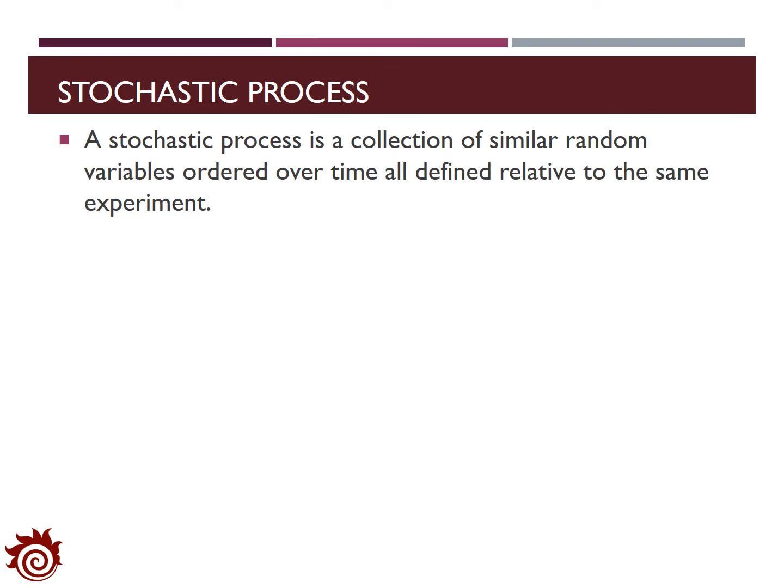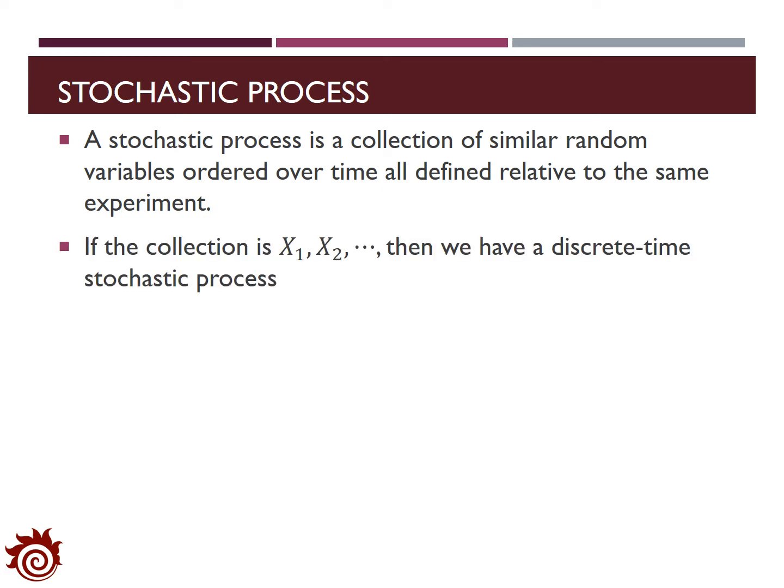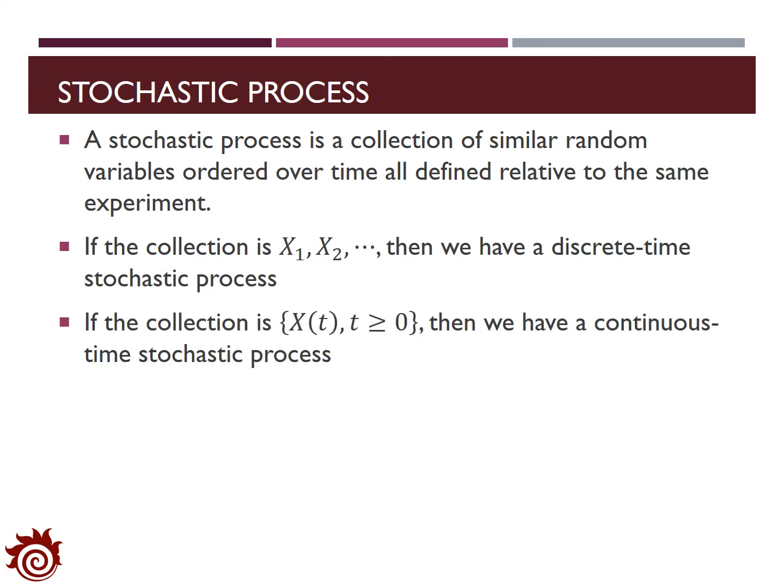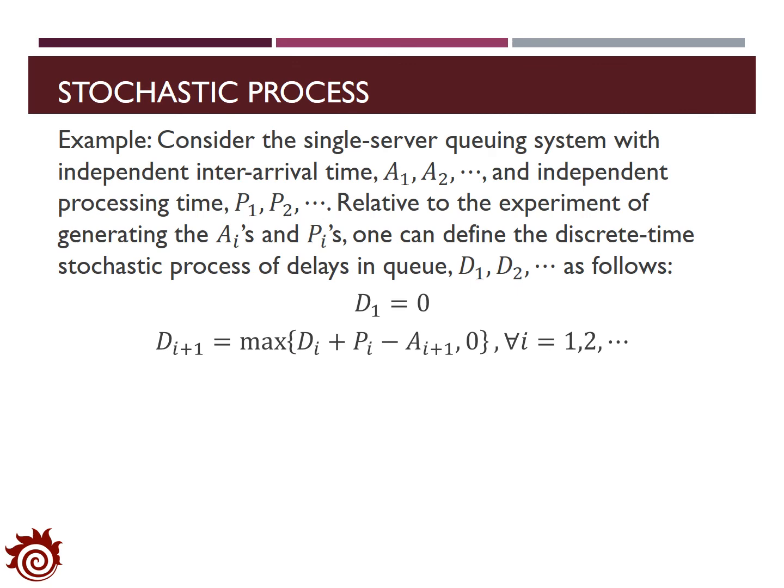With random variables, we can then define a stochastic process, which is a collection of similar random variables ordered over time, and they are all defined relative to the same experiment. If the collection is x1, x2, x3 till xn, then we have a discrete time stochastic process. If it's continuous over time, like xt for any t greater than 0, then we have a continuous time stochastic process.